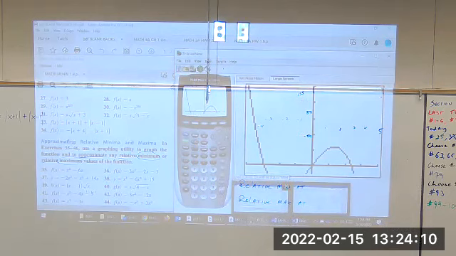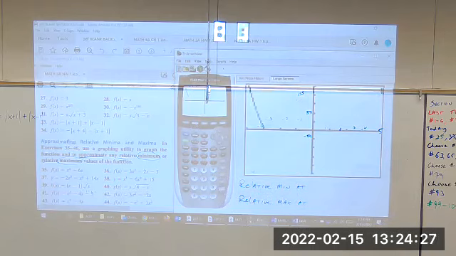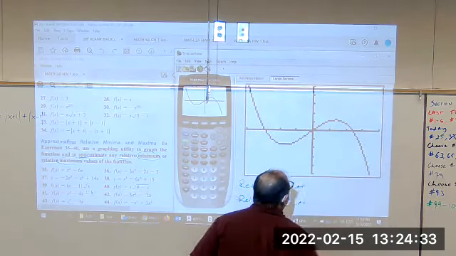Looks like it didn't go down. Oh, my Y minimum is not a -50, it's a -5. So. Okay. So now you get a better visual of where the maximums are.